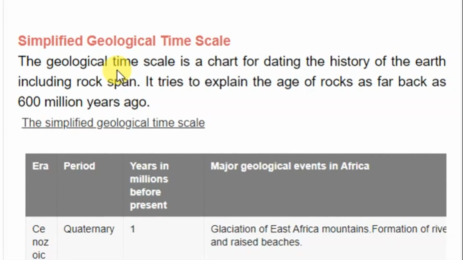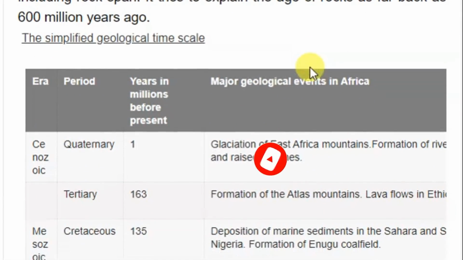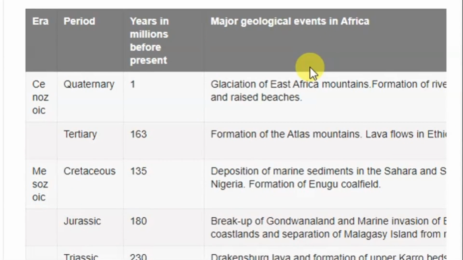Now let's see the simplified geological time scale. The geological time scale is the chart for dating the history of Earth, including rock spans. It tries to explain the ages of rocks as far back as 600 million years ago. Now here we have the table, which is the simplified geological scale.